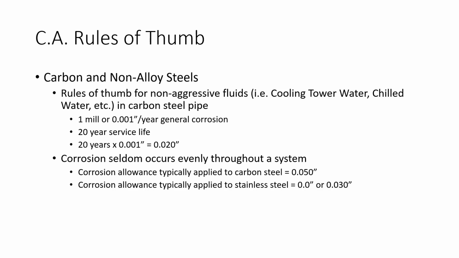This does not account for unanticipated corrosion anomalies such as pitting, high temperature hydrogen attack, microbiologically influenced corrosion, and others. And corrosion seldom occurs evenly throughout a system. The areas most susceptible to a higher than normal rate of corrosion will be at directional changes such as T's and elbows. Corrosion allowance typically applied to carbon steel is 0.05 inches. Corrosion allowance typically applied to stainless steel is anywhere from 0.0 to 0.03 inches.